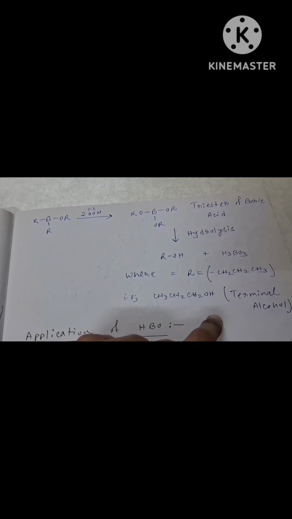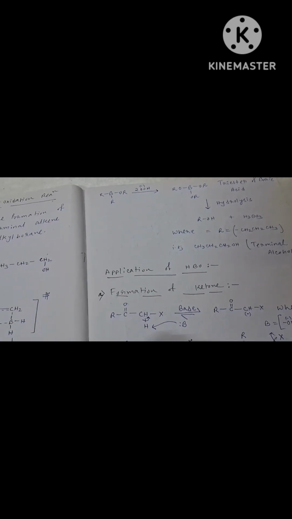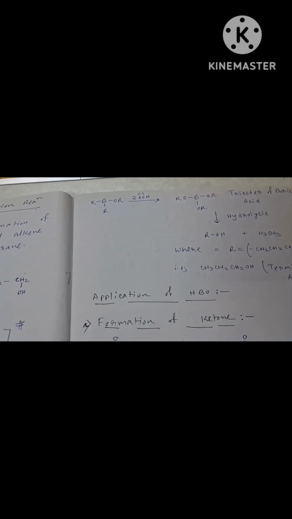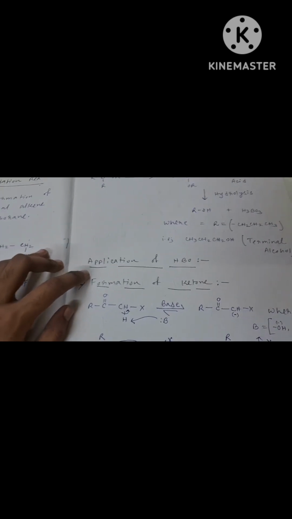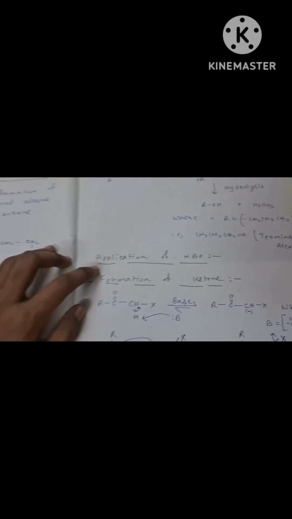Propene to propanol is converted. This is a conversion mainly. So here the main role played is trialkyl borane. The trialkyl borane is also famous for the formation of ketone, formation of alkane from several processes I will show here. You can see the application of hydroboration oxidation (HBO).